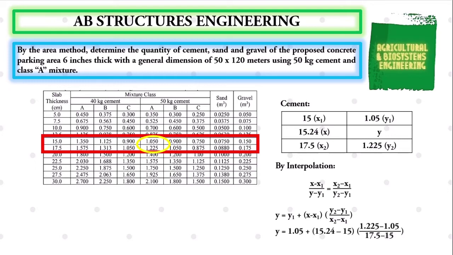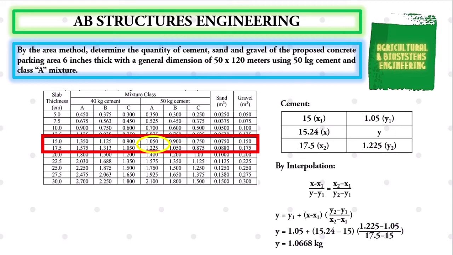Substituting values, we have y is equal to 1.05 added to 15.24 minus 15, multiplied to 1.225 minus 1.05 all over 17.5 minus 15. We simply solve and we have the value for y, or our cement value, to be 1.0668. That is now the solution to our cement value.